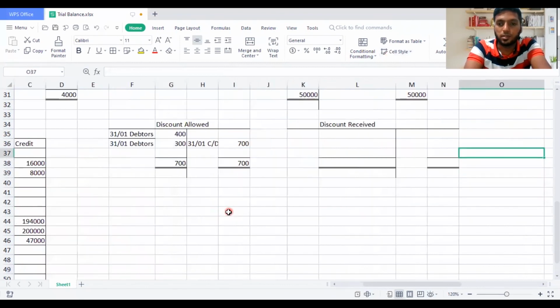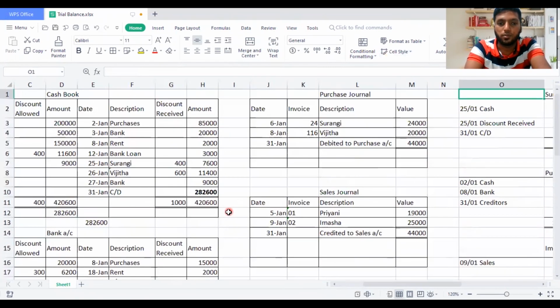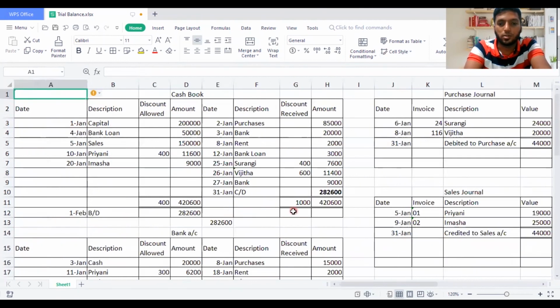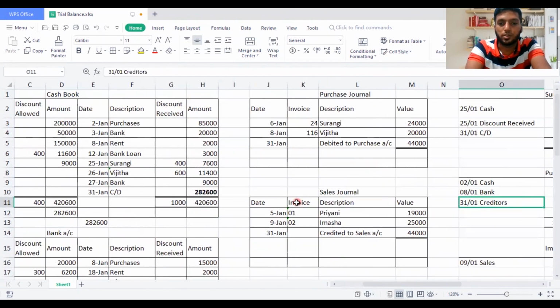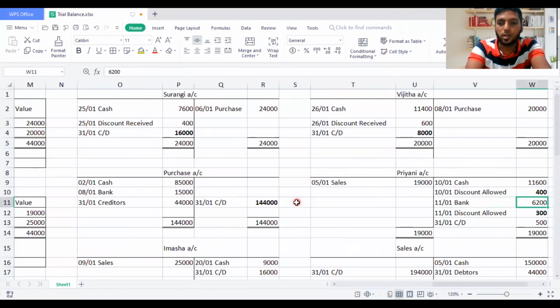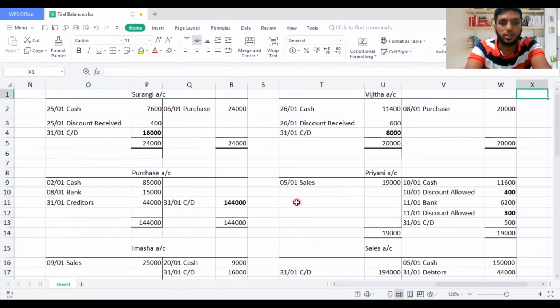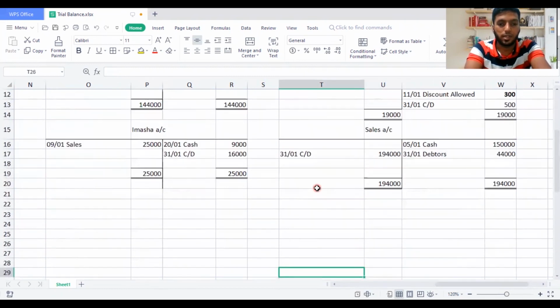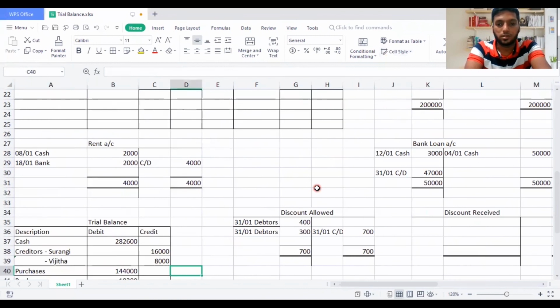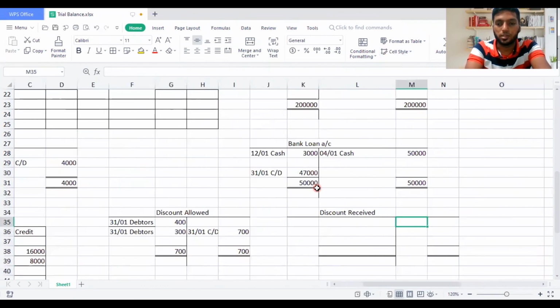Discount received, let's see how much they are given for discount received. You can see only 1,000, so that's the maximum amount they would have received from Surangi and Vijita. Again, you can confirm from Surangi and Vijita, did they get 1,400 here? I bold it and 600 here, so which means 1,000. So again, I can take it on the month end, 31st first discount received.